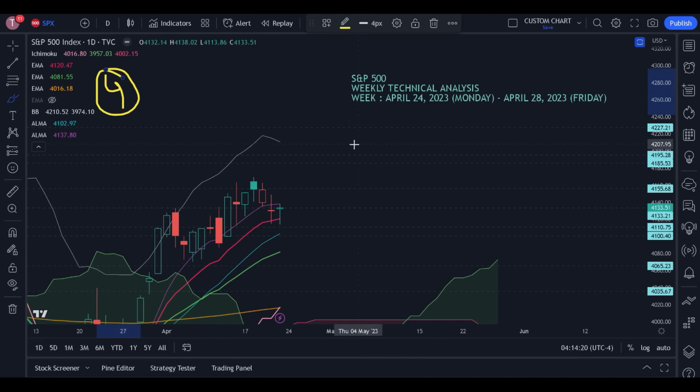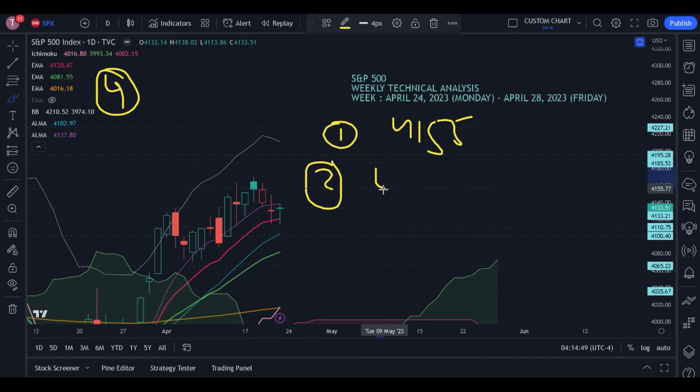You must remember a few things. Number one, the S&P 500 has failed to clear 4155 on the weekly chart for 2 consecutive weeks, and that is bad. That is really bad, because it is an indication of bearishness. Number two, this is the last week of the month of April, and then the monthly candle will form.